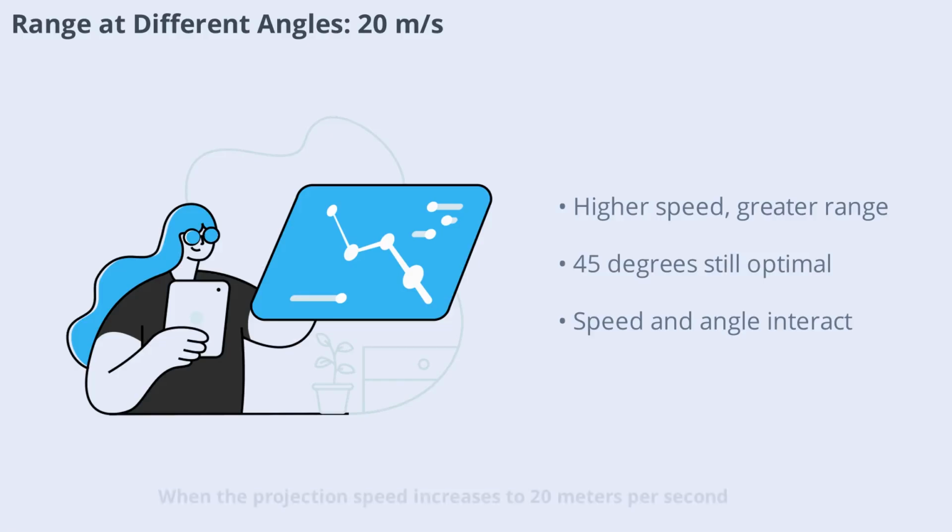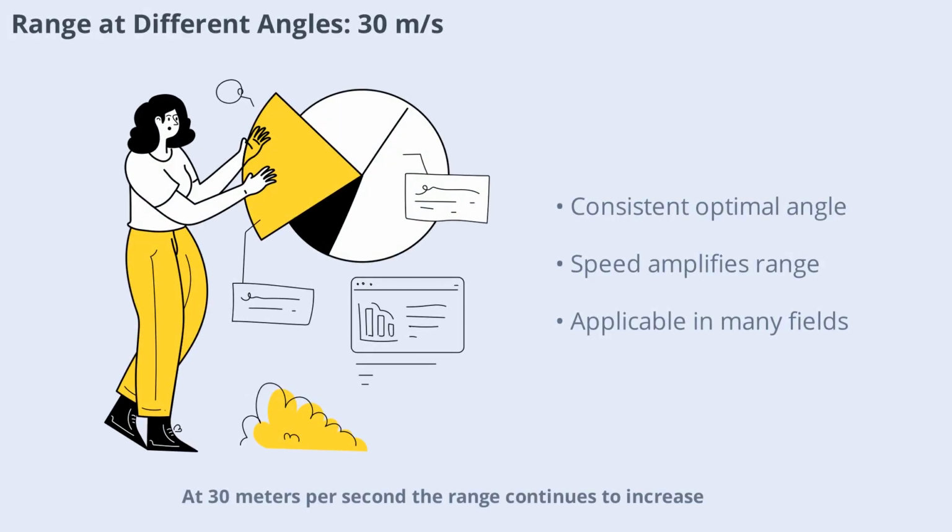When the projection speed increases to 20 meters per second, the same trend is observed. The range is greatest at a 45-degree angle. The data also shows that doubling the speed significantly increases the maximum range, demonstrating how both speed and angle work together to influence projectile motion. At 30 meters per second, the range continues to increase, and the optimal angle for maximum distance remains at 45 degrees. This consistency across different speeds reinforces the importance of both projection speed and angle in achieving the desired trajectory.